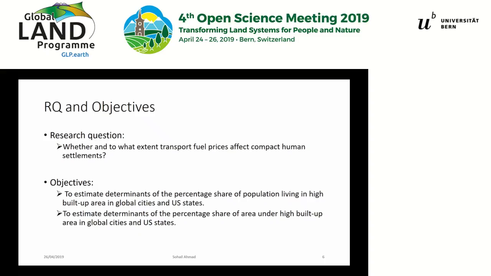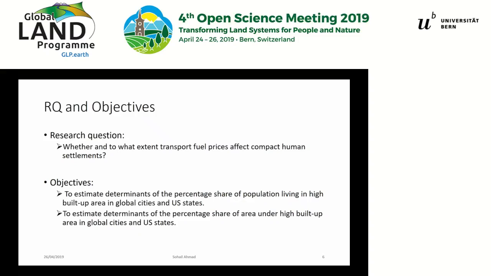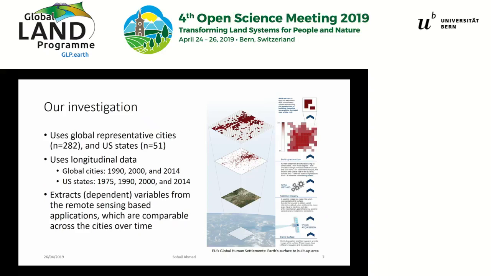To address this question, we have two objectives. First, we measure the determinants of the percentage share of population living in highly built-up areas in global cities as well as US states. And second, we measure the percentage share of built-up area and highly built-up area, again in global cities and US states. For the global cities, we have used 282 cities. And for the US states, we have almost all major states, 51.